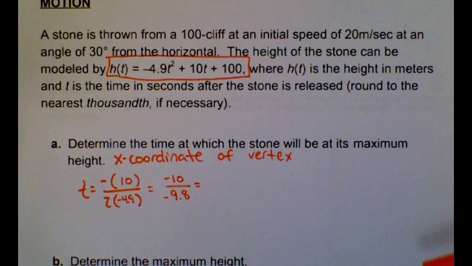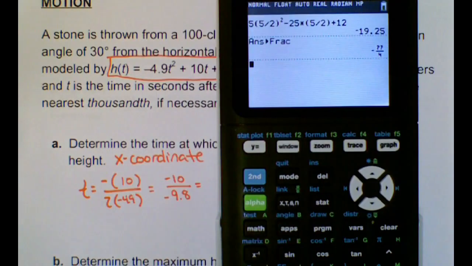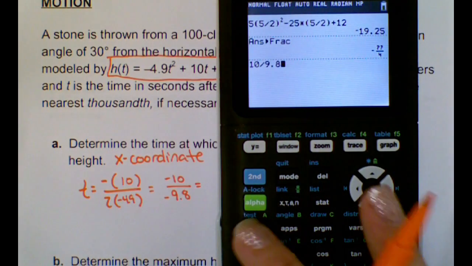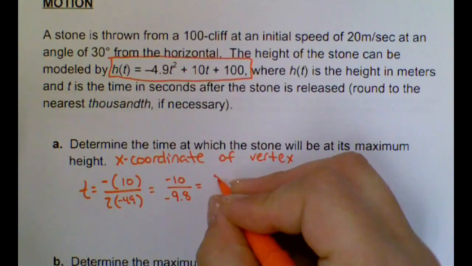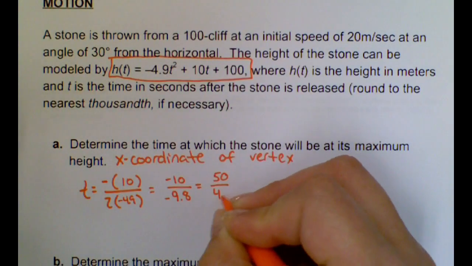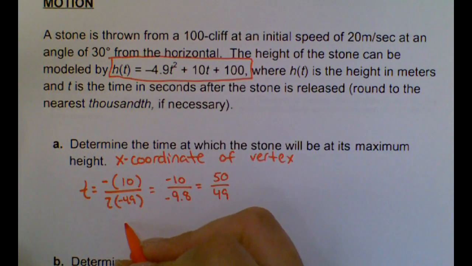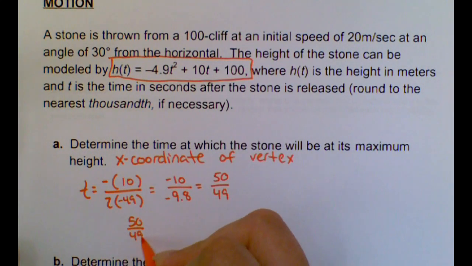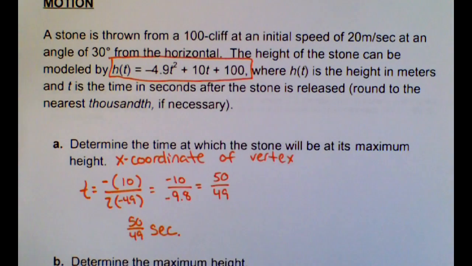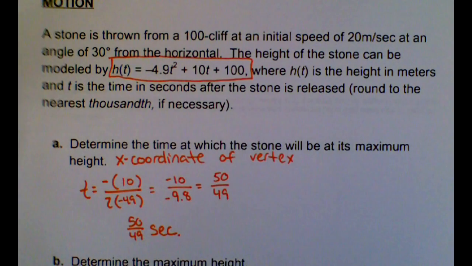Let's turn that into a fraction. My calculator can do that for me. I know the negative over negative will become positive. Hit math, frac. 50 over 49 is my t value. So it'll be at its maximum height at 50/49 seconds, which is 1 second and a little tiny bit more.